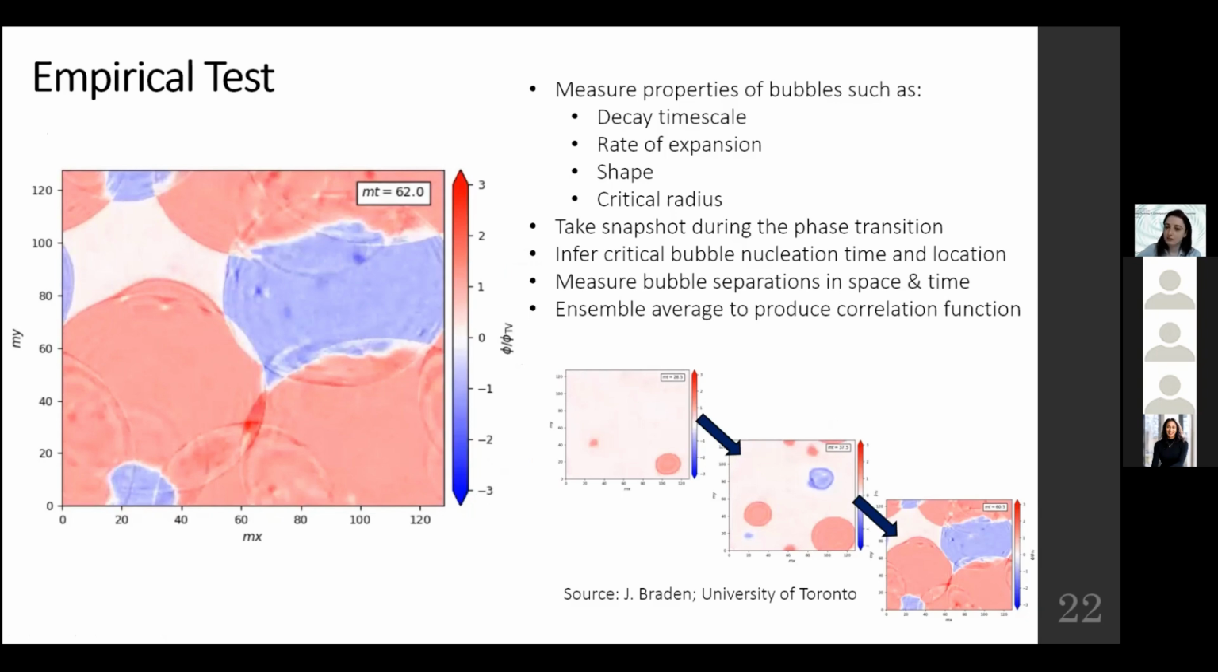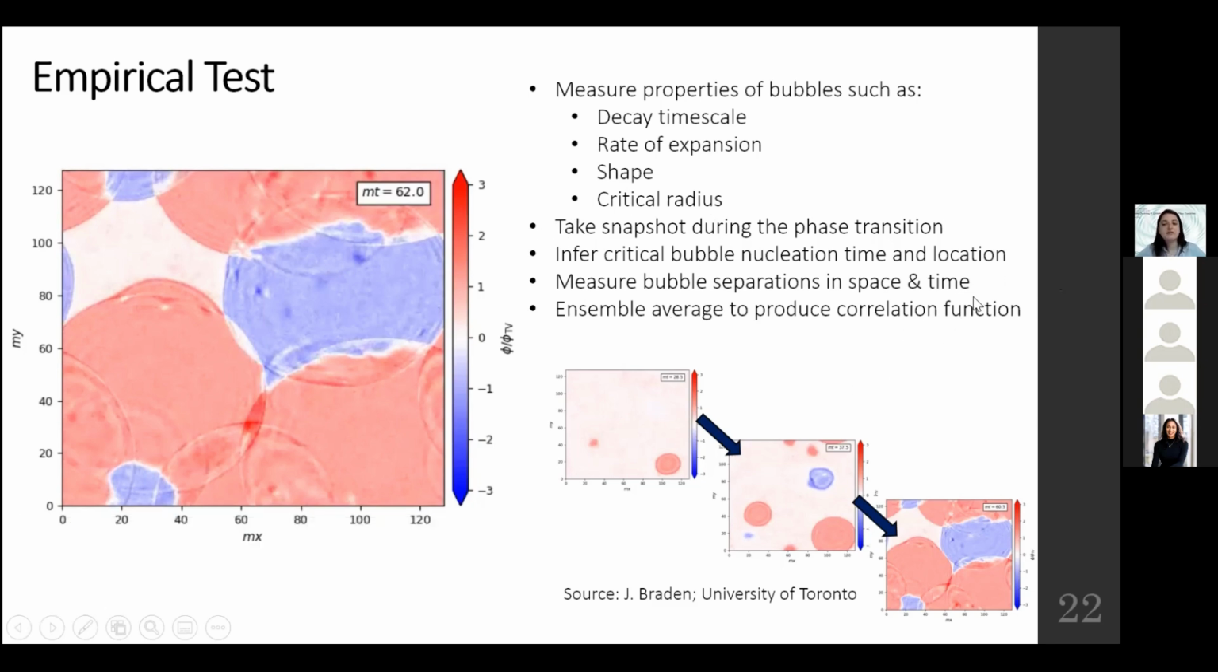So a few things that would be very interesting to check, if they match even the Euclidean instanton formalism, would be the shape of the bubble as it grows, or the critical radius at nucleation, the rate of expansion during that accelerated expansion stage before it reaches the speed of light, and of course the decay time scale.